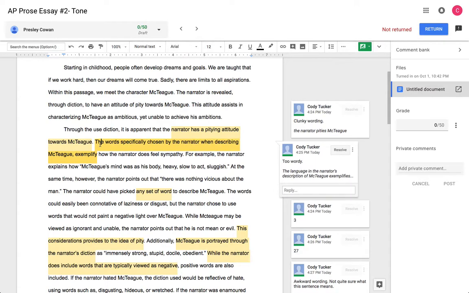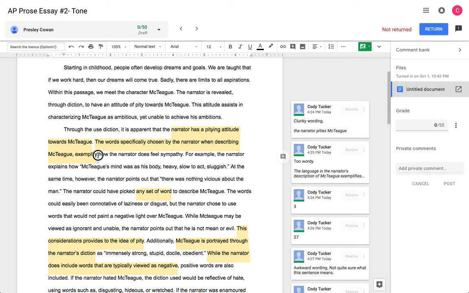So the way to do this is to just cut away words that are unnecessary and move things around and strive for a better word choice, all those things that I was just talking about. I've given you an example here just to show you what I mean. We can change this and say the same thing in fewer words if we say, quote, "The language in the narrator's description of McTeague exemplifies how the narrator does feel sympathy." And I didn't change it here, but even this phrasing, "how the narrator does feel sympathy," is awkward wording, because I can think of a better way to word that.